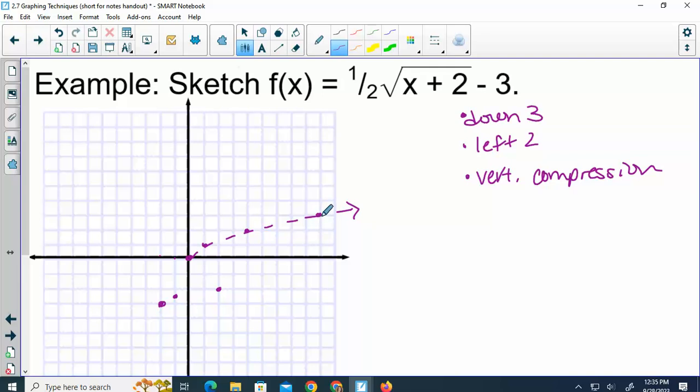3. Give you one more if you wanted. 9, 3. So if you take your y times a half, left 2, down 3. Our graph looks more like that.